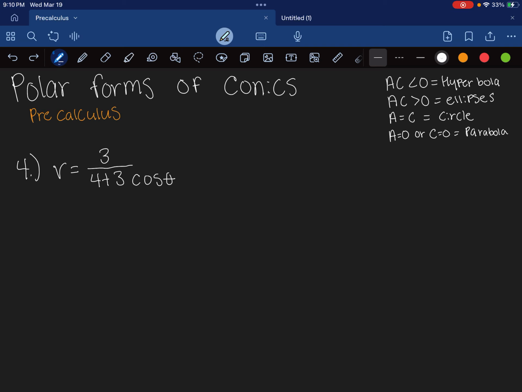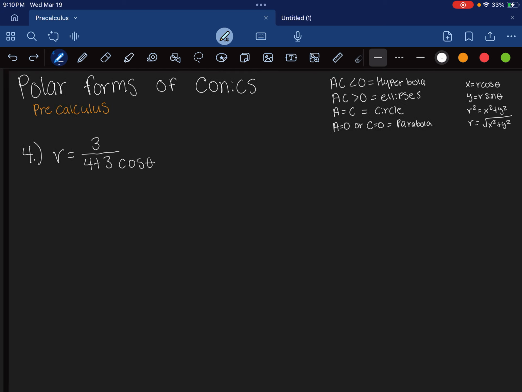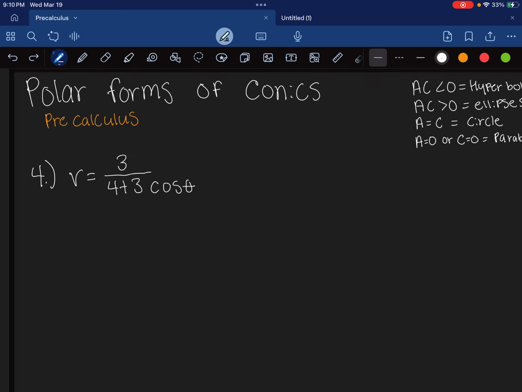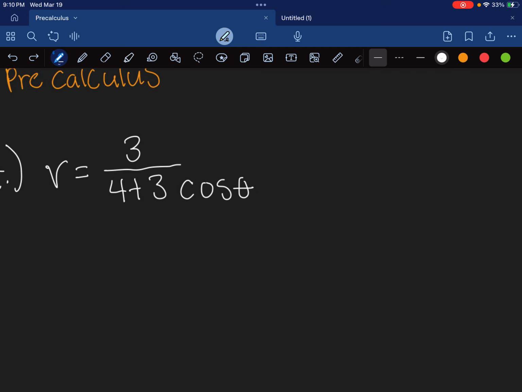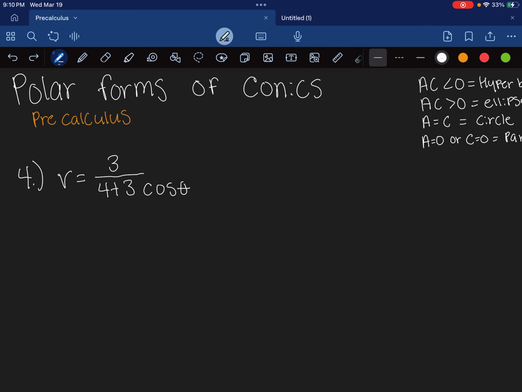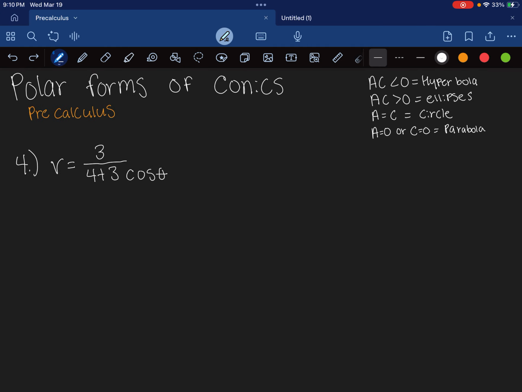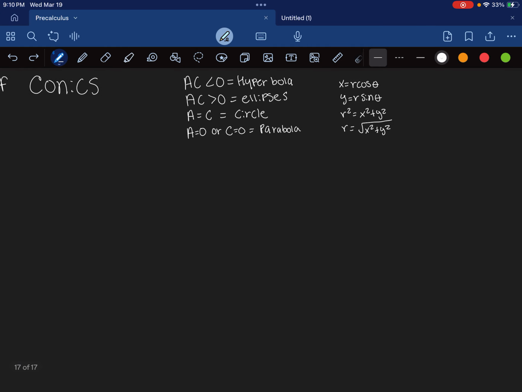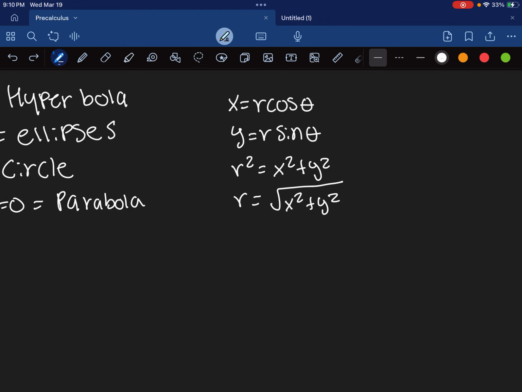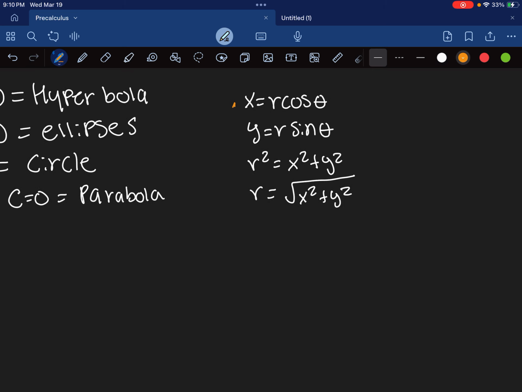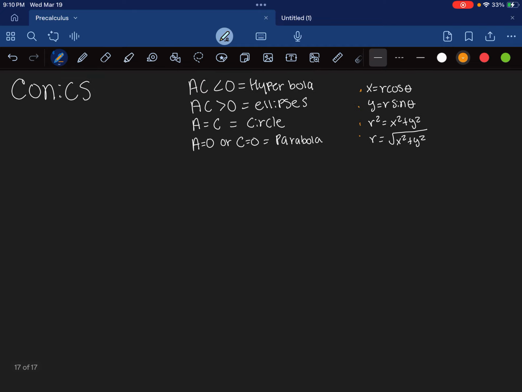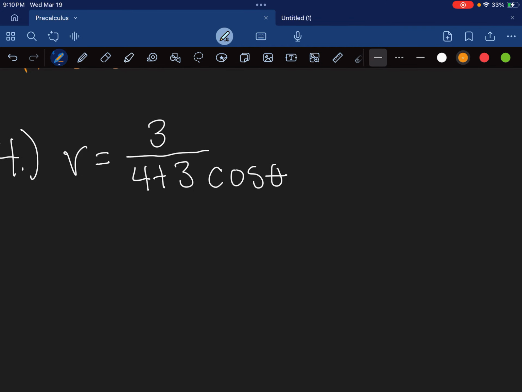Hello, today I'll be talking about polar forms of conics for pre-calculus, and I'm going to be finding the general form and the conic name for this problem right here. So let's get started. A little side note, I made a couple of notes on the side on some equations we're going to be using for the problems. Essentially, we're going to be substituting these equations right here into this problem in order to solve them.